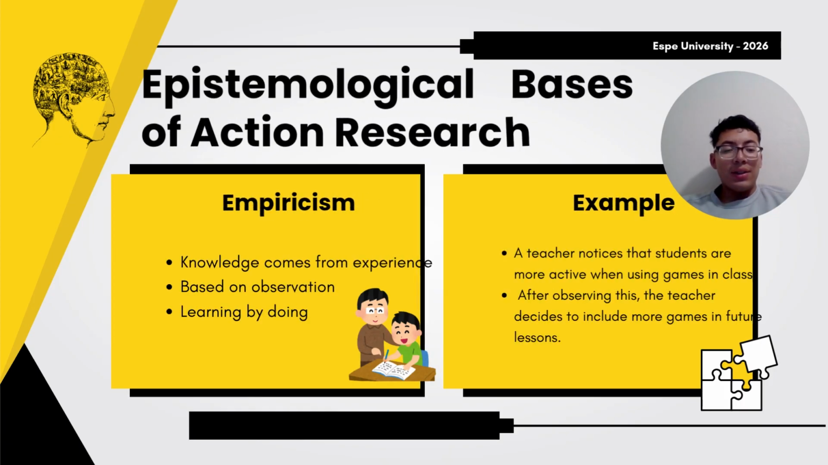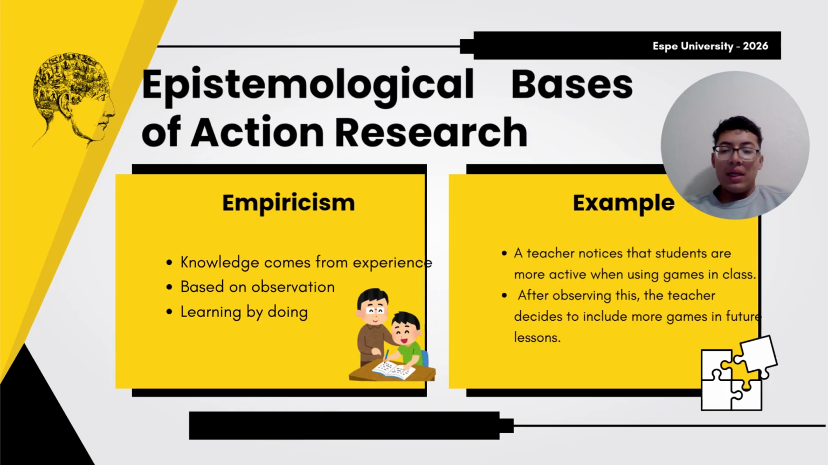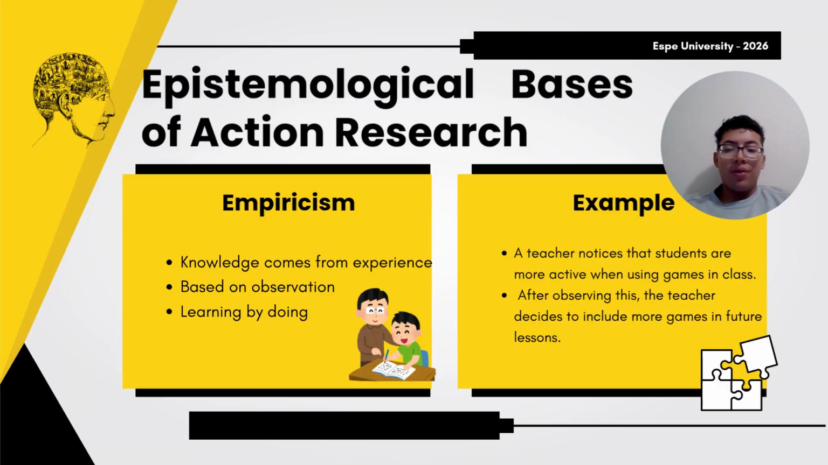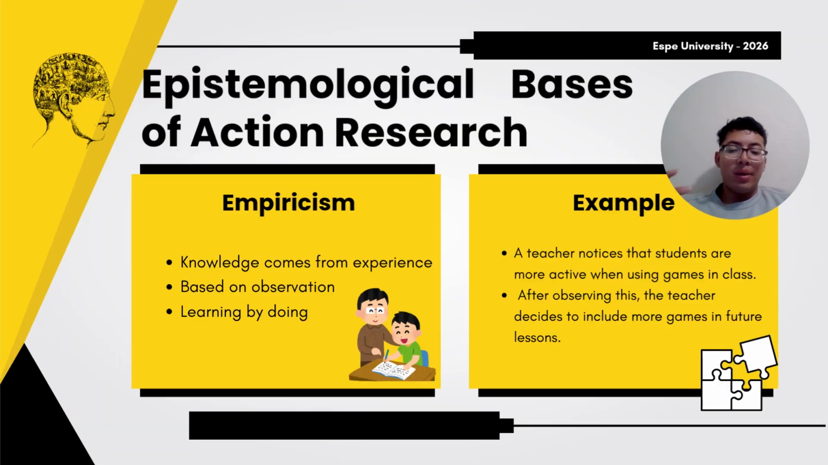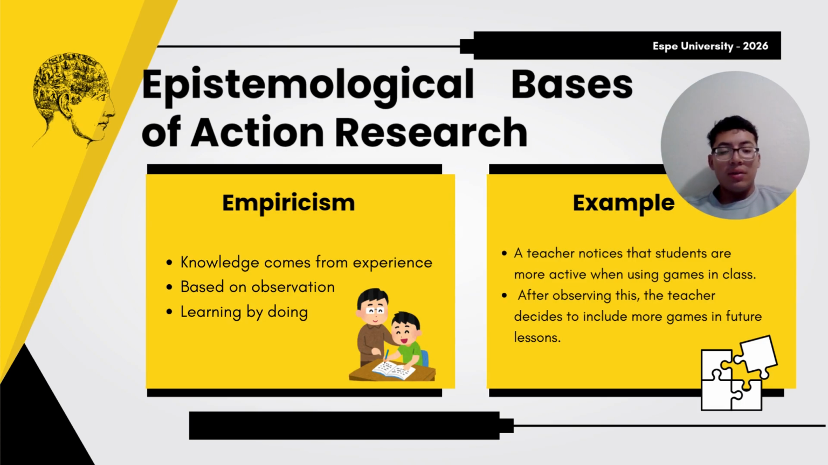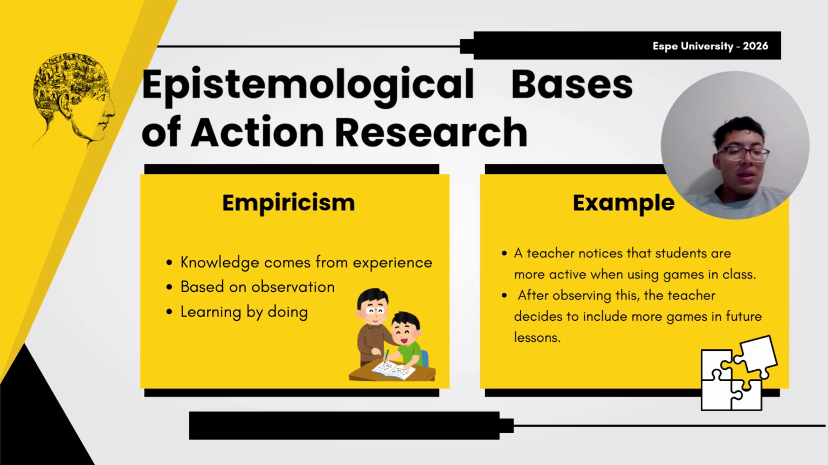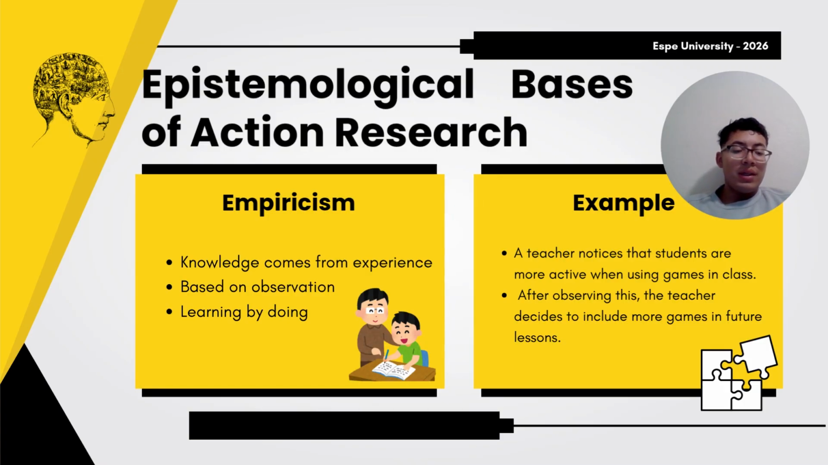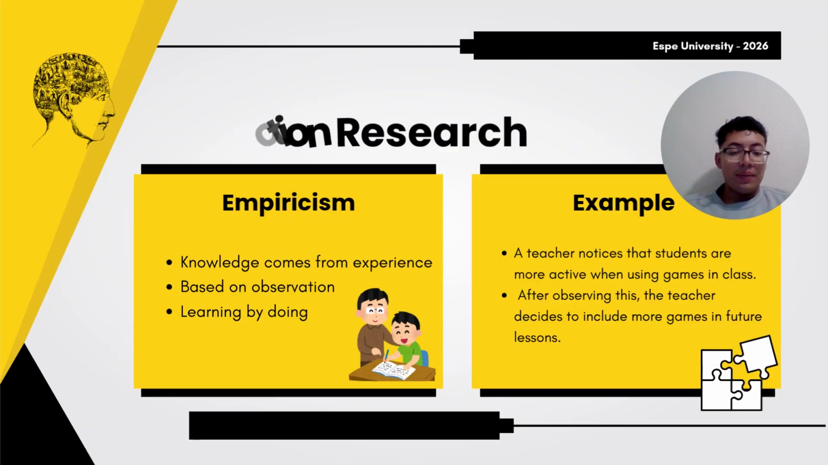Epistemological basis of action research. To begin with, empiricism is based on real experience and observation. We have three important points. The first, knowledge comes from experience, based on observation and learning by doing. We have a clear example. A teacher notices that students are more active when using games in class. After observing this, the teacher decides to include more games in future lessons.